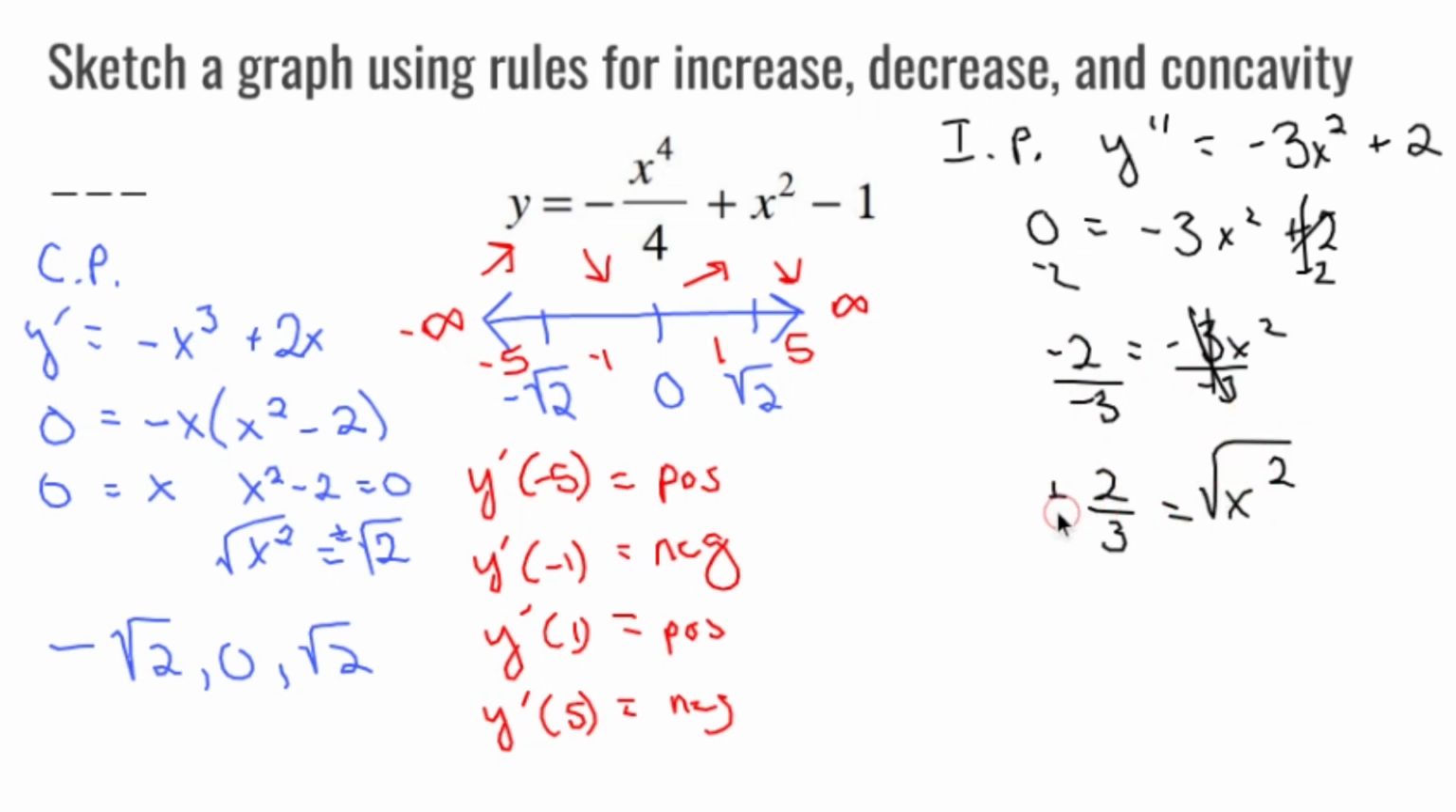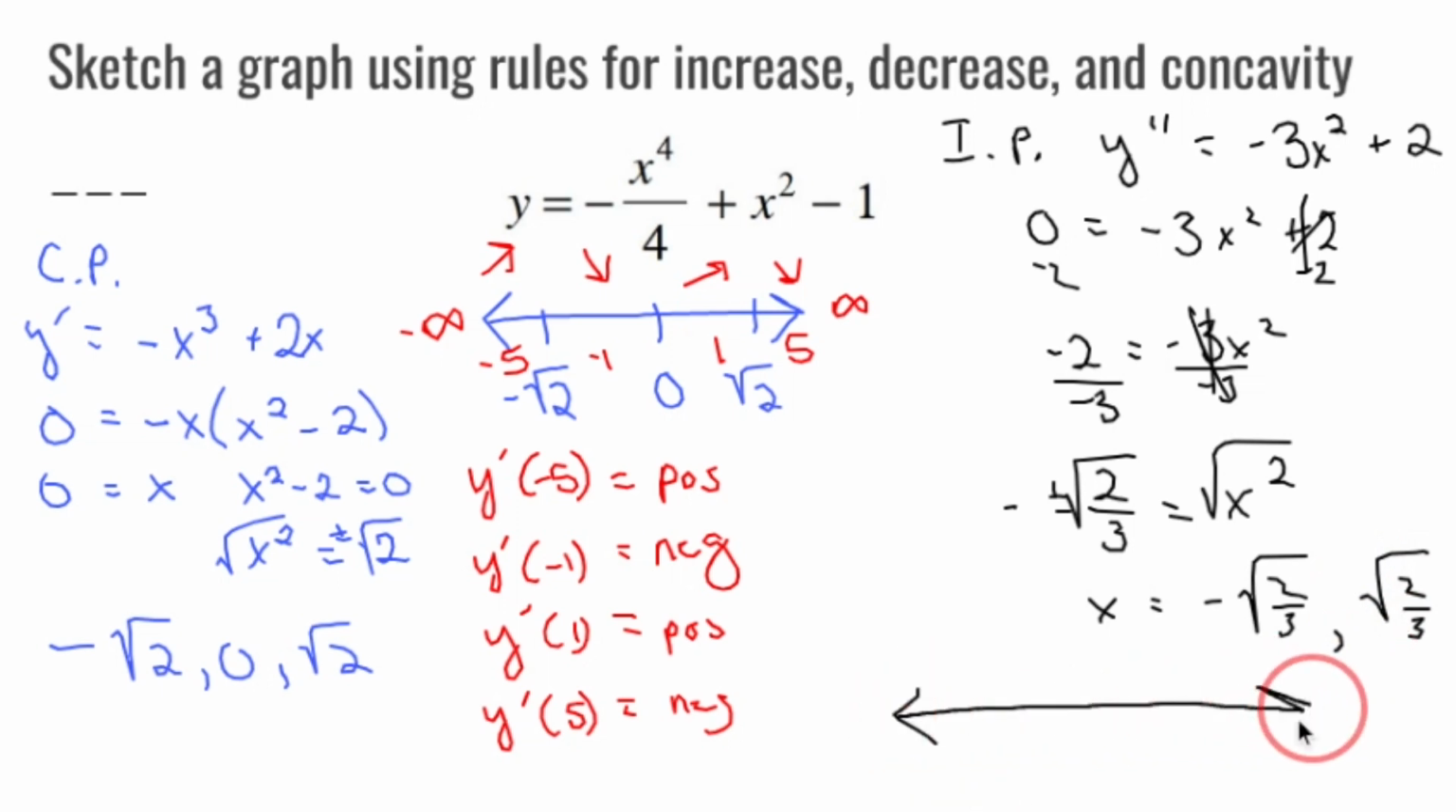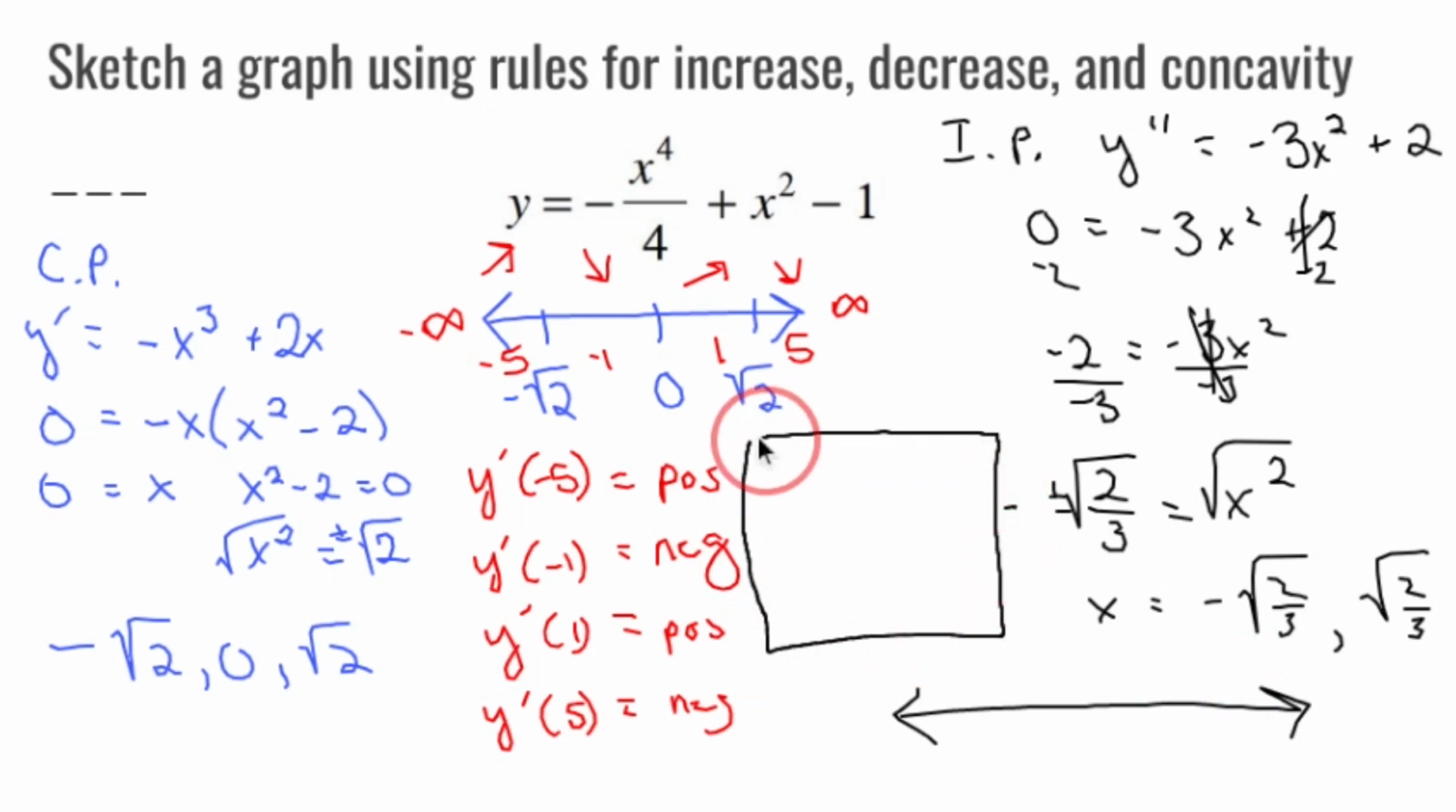Square root both sides, positive or negative, and my inflection points exist at the square root of, you know what, I forgot to write out square root. My inflection points exist at negative square root of 2/3 and positive square root of 2/3, like that. So I'm going to make another sign table, but this time this is going to be for concavity. So let me put my concavity info right here. All right, I have negative square root of 2/3 and positive square root of 2/3.